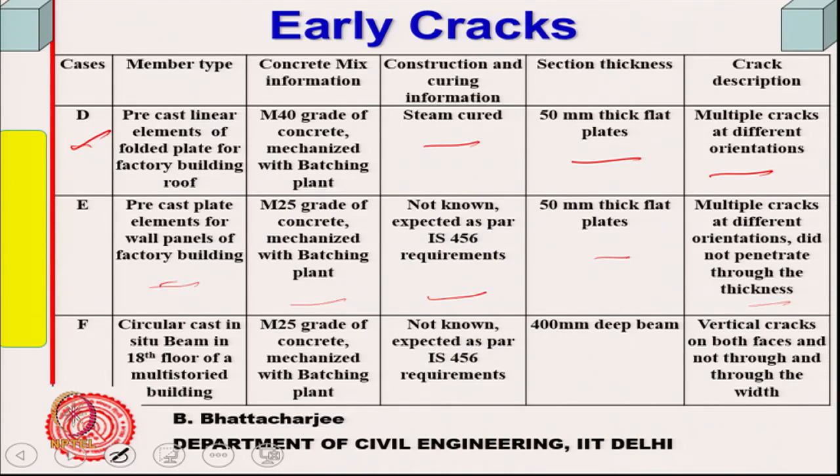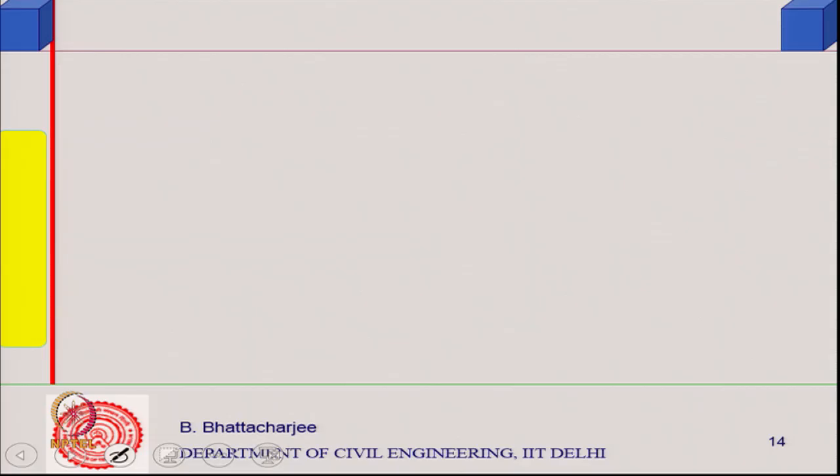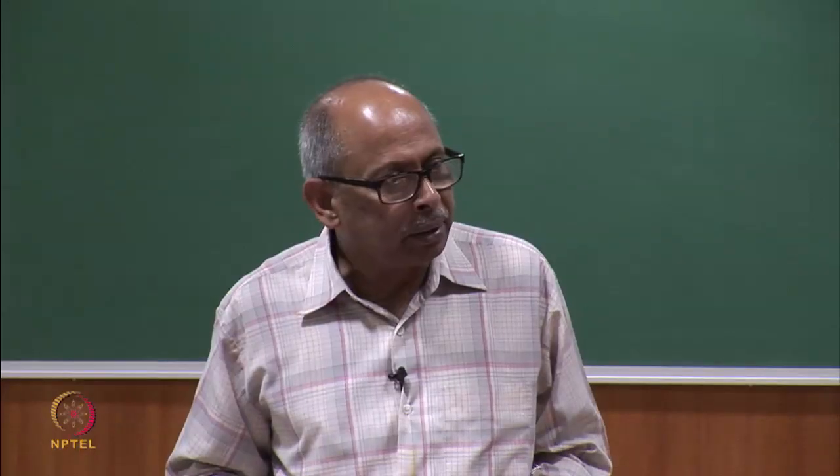Then a circular cast in situ beam, on the 18th floor of a multi-storied building, M25 grade concrete, and this was also mechanized. Curing conditions are not known, 40 mm deep beam, with vertical cracks on both faces. Although the width was not really large. So, these are the kind of cases one can come across.